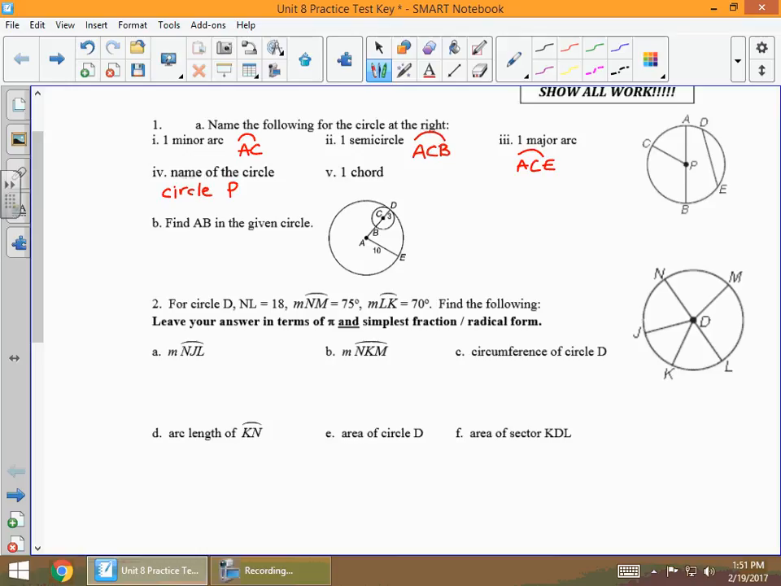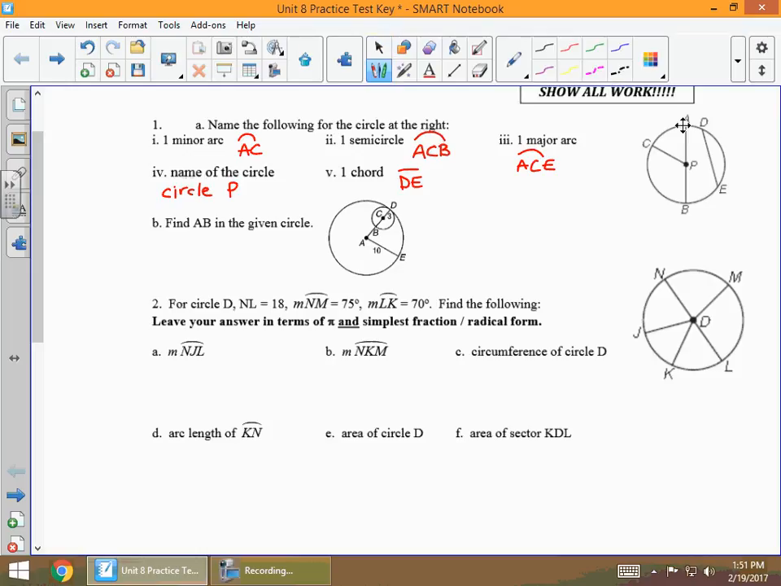And then a chord is any segment that has both endpoints on the circle. So I see segment DE, and that is a segment, so it gets a straight line. AB is also a chord. So if you're looking at AB, AB is a very special chord, it's a chord that is also the diameter.